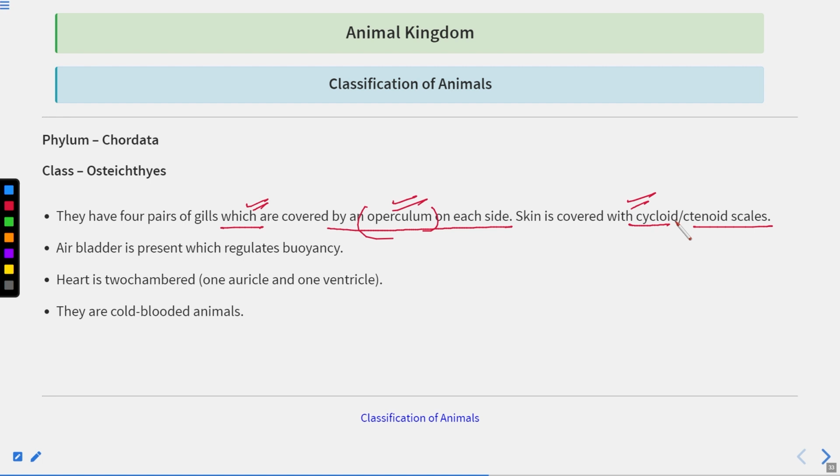Skin is covered with cycloid or ctenoid scales. In chondrichthyes, they have the placoid scales, but here the skin is covered with the cycloid or ctenoid type of scales. Air bladder is present to regulate their buoyancy. So every time they do not have to swim, as we have seen in the case of chondrichthyes. Heart is two chambered. Again, they also have the two chambered heart as the chondrichthyes, with one auricle and one ventricle. They are cold blooded animals, meaning they cannot regulate the body temperature.